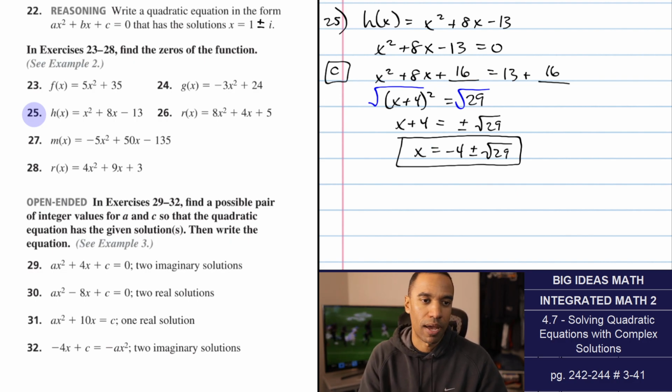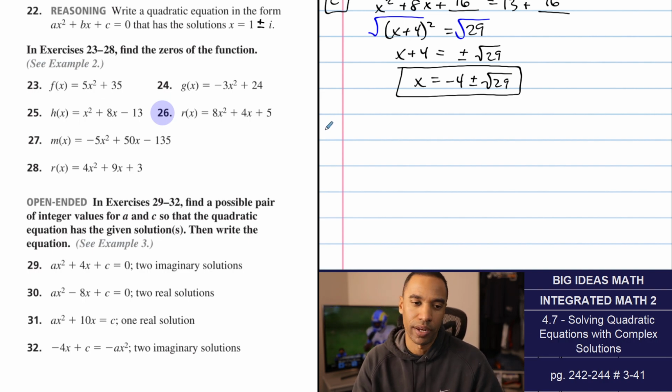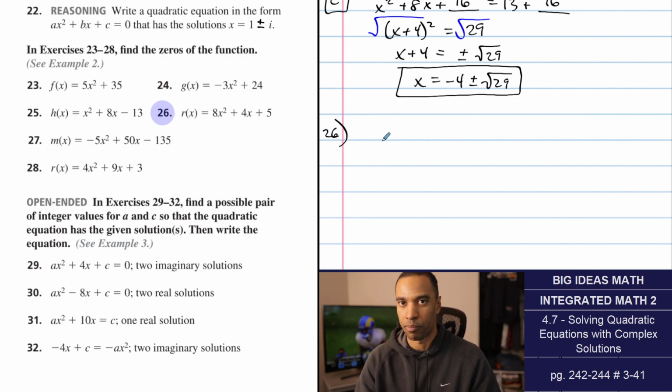So that's where the plus or minus comes, and we've seen it this whole time. I just wanted to stress the importance of that. You won't have just one answer. It won't just be negative 4 plus root 29 or negative 4 minus root 29 all on its own, basically.